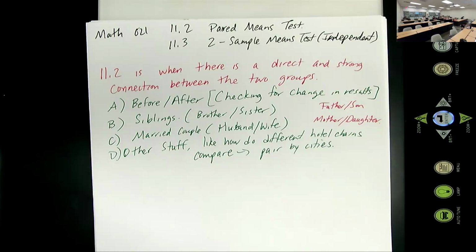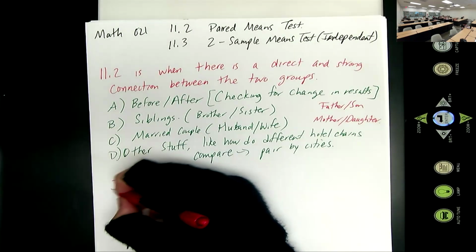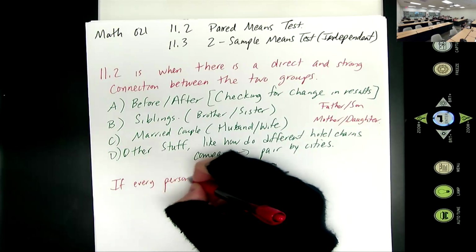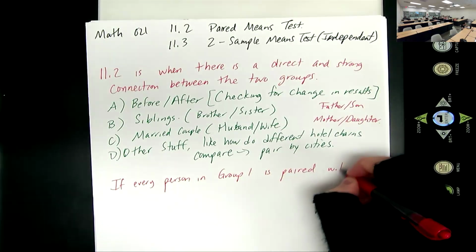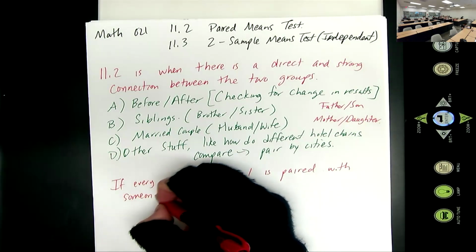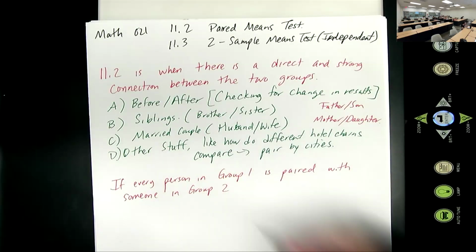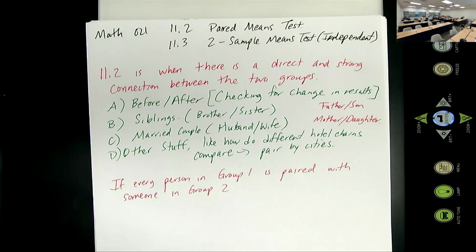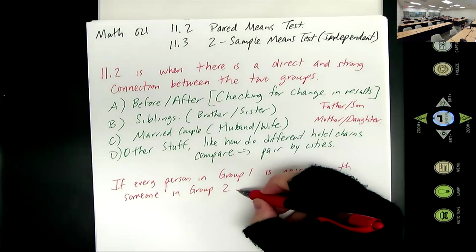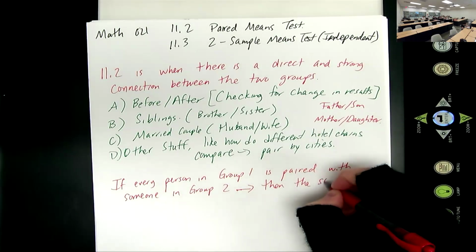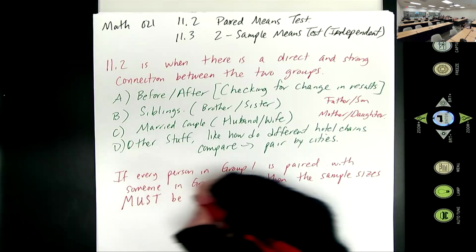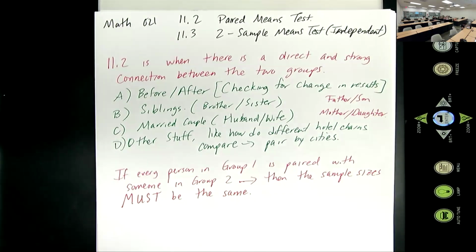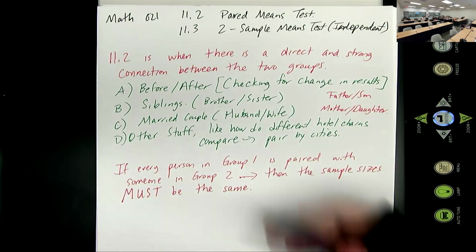There's a lot of ways that you have a comparison, but to do a comparison, they've got to be paired up, which means every person in the first group is paired with someone in group 2. With the before and after, it's the same person. It's like, well, how were you before and then how were you after? Then the sample sizes must be the same. N1 has to equal N2.